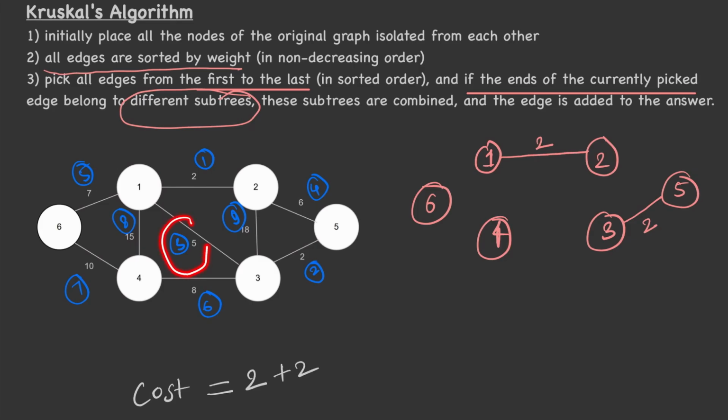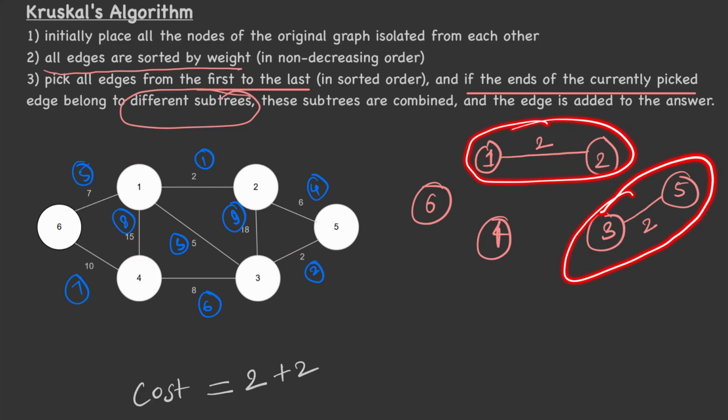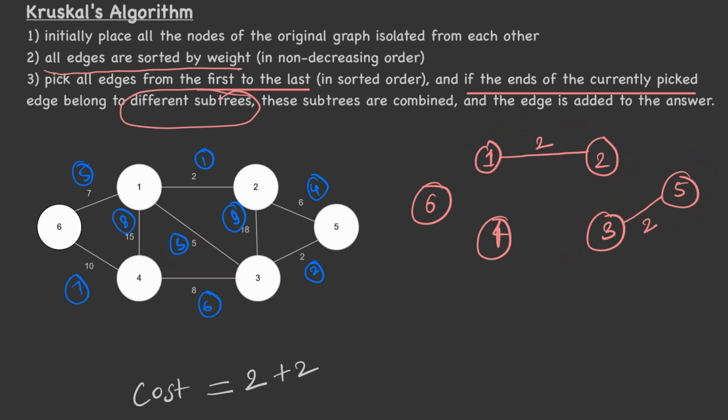Then the third edge is this, connecting 1 to 3. Now if you look carefully, 1 and 3 are also present in different subtrees, right? So we need to take this particular edge and connect 1 and 3. That's what we will do. We will take this particular edge with weight 5 and connect these two subtrees. Our cost will increase by 5.